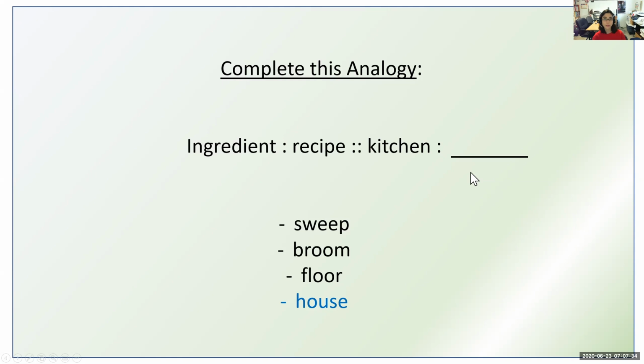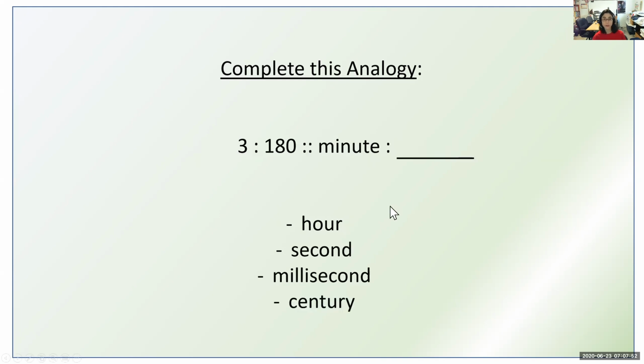So we can see that we first found that main connecting detail, which is part of. Ingredient is a part of a recipe, kitchen is part of, and then we filled in the rest, house. That one made the most sense. Kitchen is a part of the house. It's like a room of the house. So that's how we get that. Okay, let's try another one.